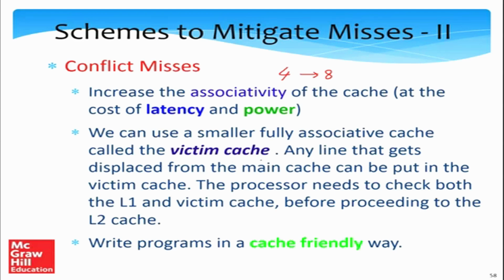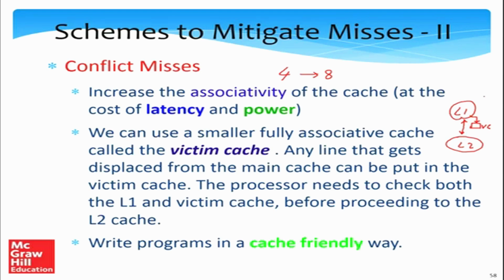The idea of a victim cache is like this: any line that gets displaced from the main cache can be put in the victim cache. So we can have an L1, we can have an L2. Of course, they are communicating, but we can have a very, very small cache over here called a victim cache. We can have many heuristics to put data here, but essentially anything that is being thrown out of the L1 cache can be put in the victim cache. It's a victim, so it can be put over here.